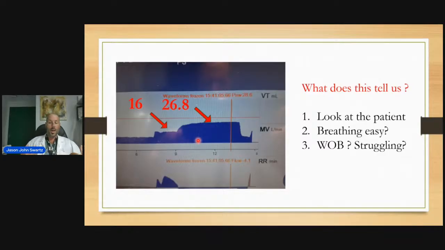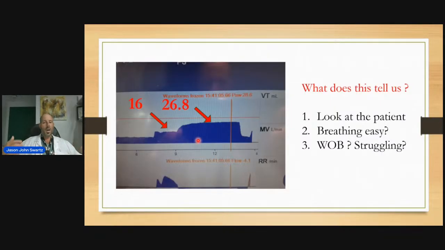Then we know that perhaps we should be increasing our pressure control level to alleviate that person's work of breathing that they're assuming. Or we should be thinking of, is my PEEP optimal? Is this patient struggling like this because there are very few alveoli taking part in the breathing? So again, this is where you have to start thinking, is the PEEP optimal? Can I recruit any alveoli?